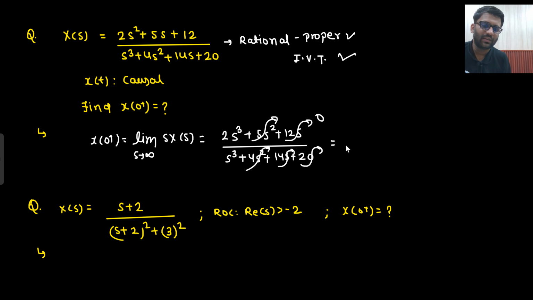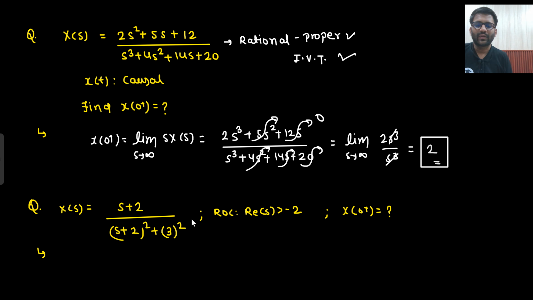So what you are left with is limit s tending to infinity, 2s cube divided by s cube. So this and this get cancelled out. Now there is no limit of s. So what is the answer you are getting? 2. So if someone asks you what is the initial value of this particular x of s, you don't need to find x of t from here. You will just apply the initial value theorem, and you will tell that in time domain at t equals to 0 plus, you will be getting the value 2.